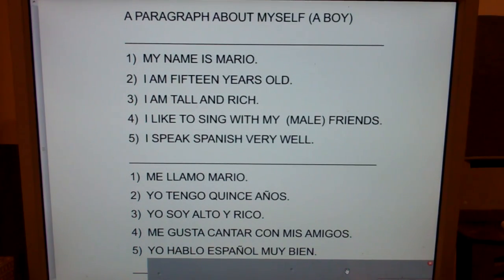And number 5, I speak Spanish very well. Yo hablo español muy bien. Now remember, if a word ends in an O, like hablo with an O, it means I. So I speak Spanish very well. That's how a boy would tell a paragraph about himself.